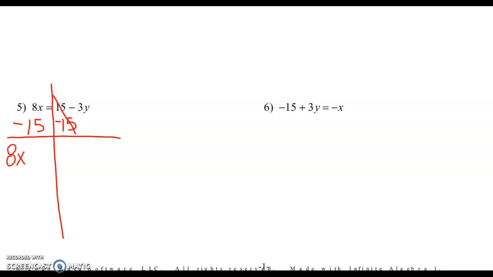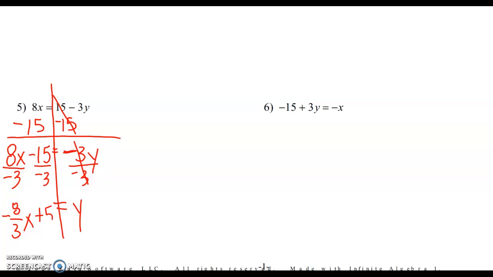So we go 8x minus 15 equals negative 3y. So y is not alone, it's being multiplied by negative 3. So we would divide everything by negative 3. That gets our y alone to equal 8 over negative 3, which would be negative 8/3 x. Negative 15 over negative 3 is positive 5. Slope-intercept form.